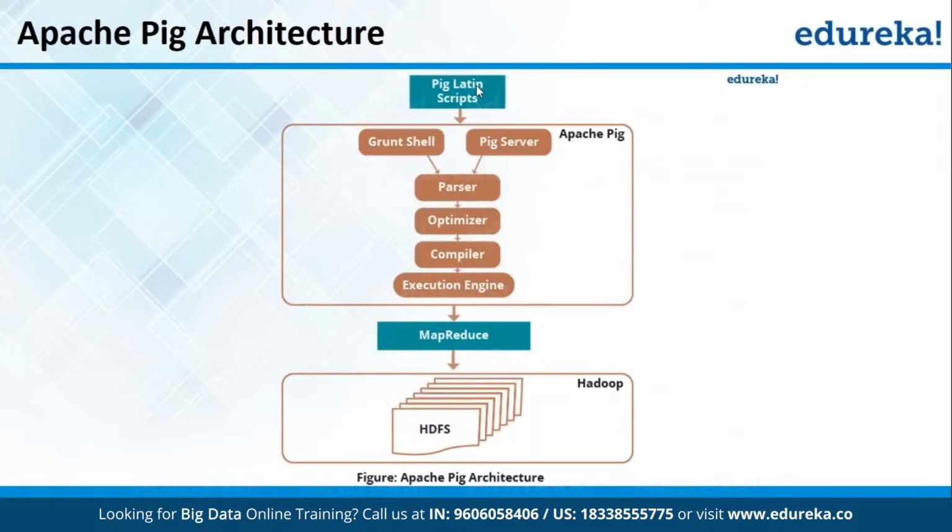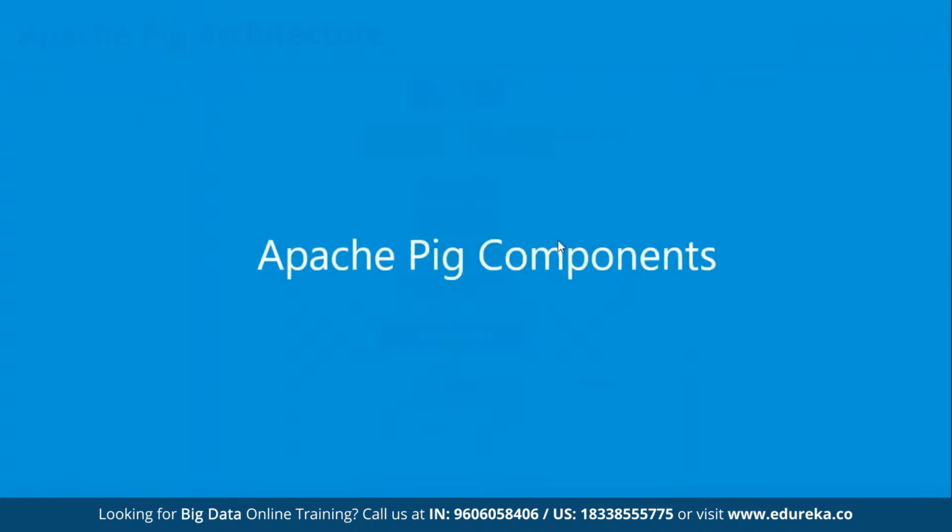Once the Pig Latin script is submitted to Apache Pig, it is parsed by the parser, it is optimized by the optimizer, and the compiler compiles and converts the Pig Latin scripts into Apache MapReduce code, and it is executed using the execution engine over the Hadoop cluster. So this is the simple architecture of Apache Pig. Also, I would like to tell you that this entire thing is commonly known as the Pig MapReduce engine as well, because the entire thing helps in converting the Pig Latin script into MapReduce and then executing it over the Hadoop cluster. Now it's time we explore the components in Apache Pig.